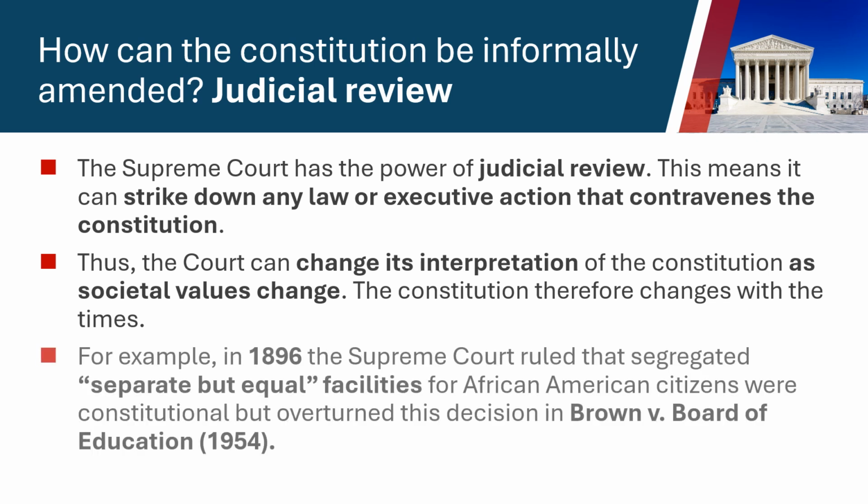For example, in 1896, the Supreme Court ruled that segregated, separate but equal facilities for African American citizens were constitutional. However, this decision was overturned by the court in Brown versus Board of Education in 1954. The Constitution was reinterpreted by the court to outlaw segregation.